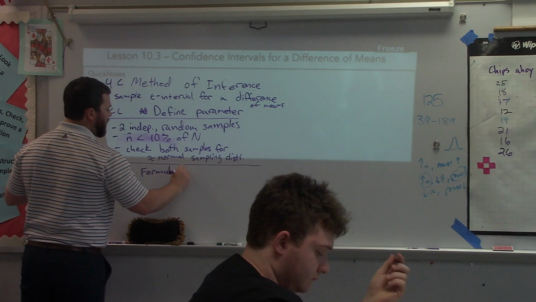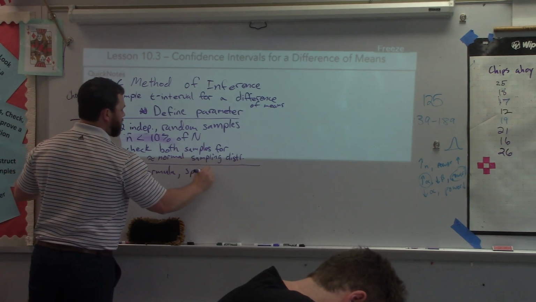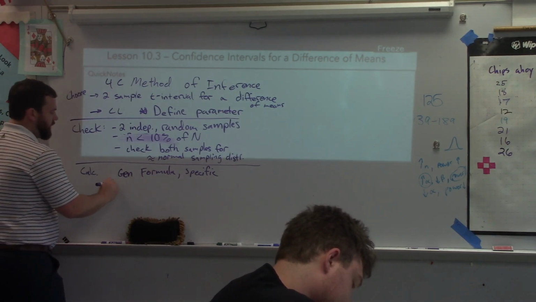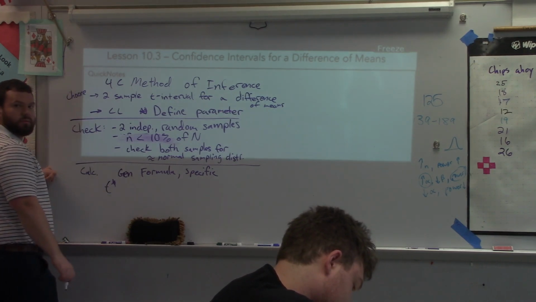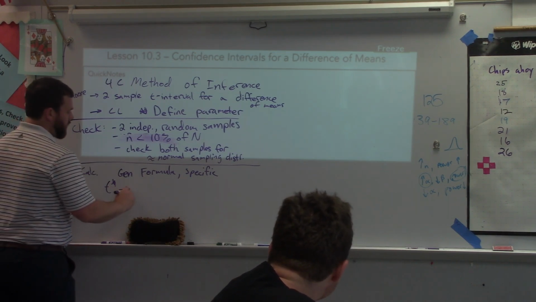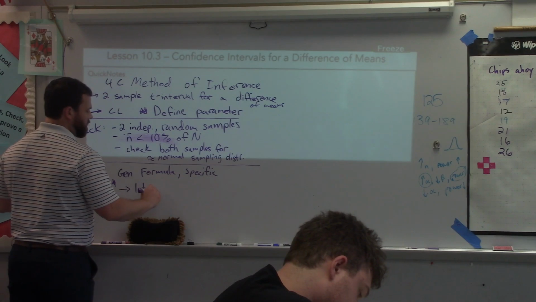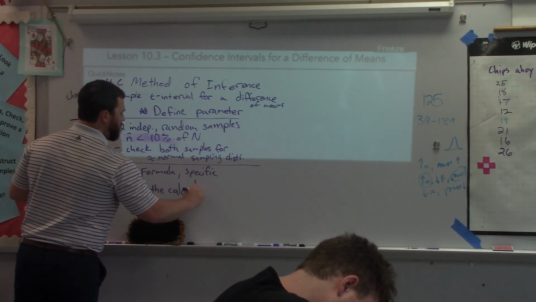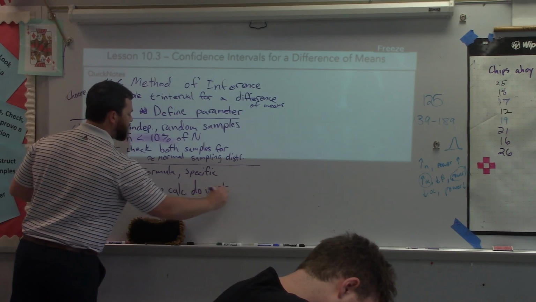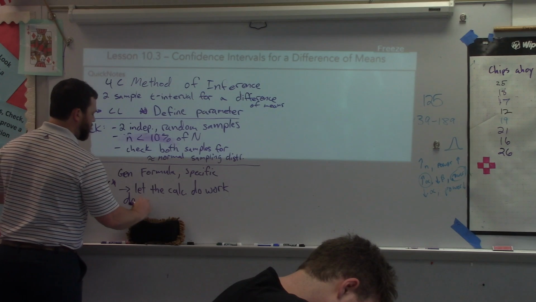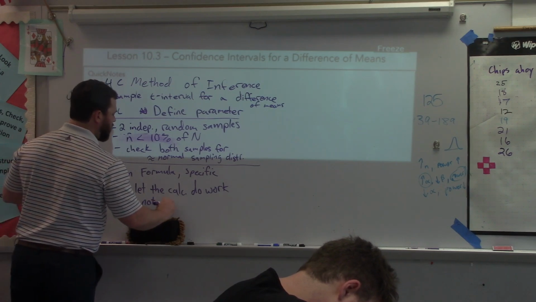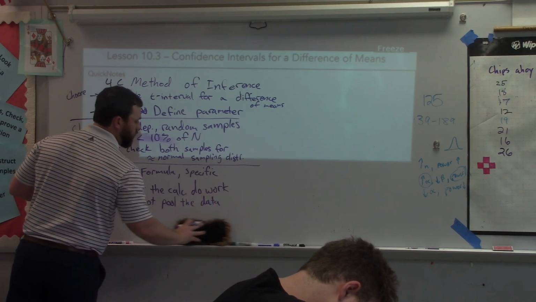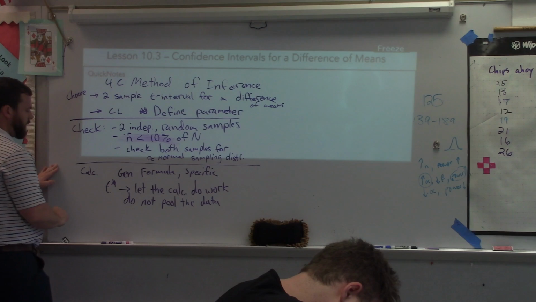then your specific, etc. For T, are you ever calculating that by hand? Nope. T critical value, let the calculator do the work. Do we pool our data? No. Do not pool the data. You can read a lot more about it in the textbook, but we don't have time for that.